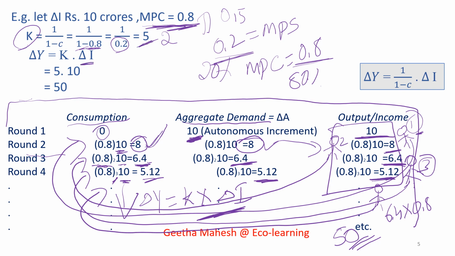So what is the investment? 10 crores. What is the value of the multiplier? 5. So 5 into 10 is 50. So the effect of the multiplier will be more when the marginal propensity to consume is more. If the marginal propensity to consume value is less, the effect of the multiplier is also less.